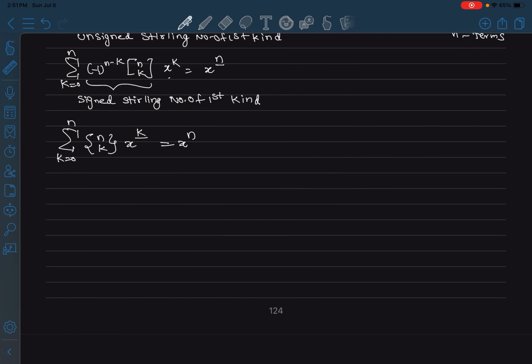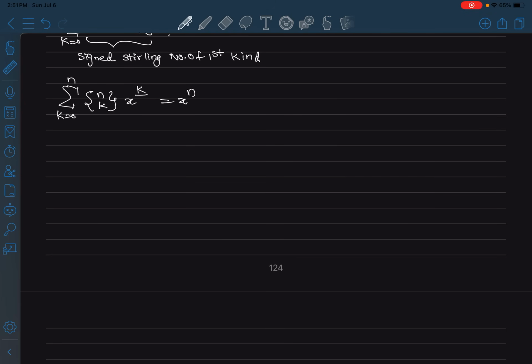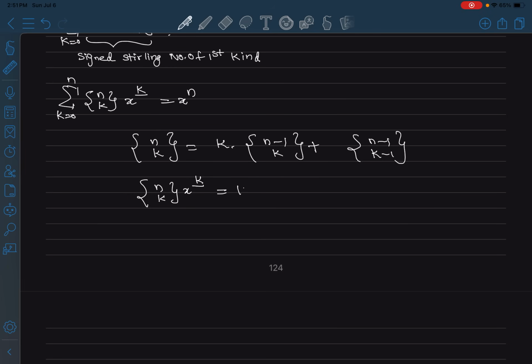We're actually gonna use the recurrence relation of Stirling number of second kind that we already derived. So the recurrence relation is this number will be equal to k times Stirling number of second kind (n minus 1, k) plus (n minus 1, k minus 1). Okay, and what we're gonna do is, first of all, let's just multiply all of them by this falling factorial. Yeah, and then let's sum it up from k equals 0 to n.